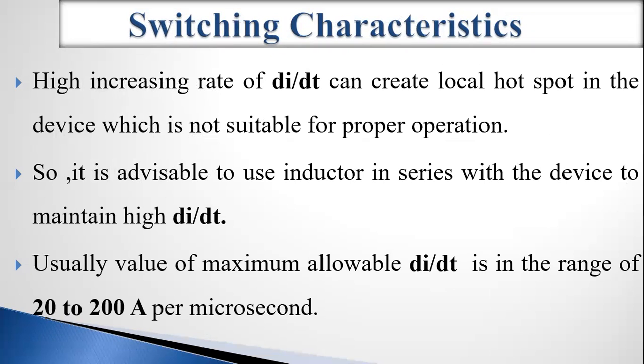A high rate of di/dt can create a local hot spot in the device, which is not suitable for proper operation. So that will be harmful for the device. It is advisable to use an inductor in series with the device to limit the high di/dt. This is some advice, or we can say the limitation, for using the inductor in series. Usually, the maximum allowable di/dt is in the range of 20 to 200 ampere per microsecond. This is the range for di/dt.